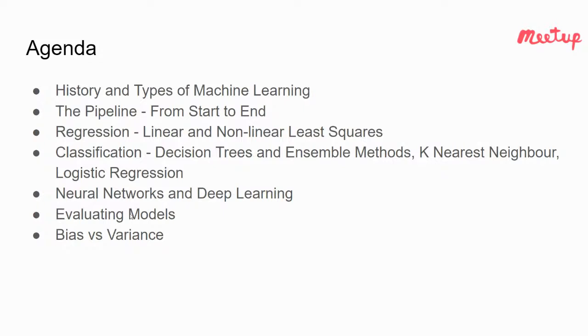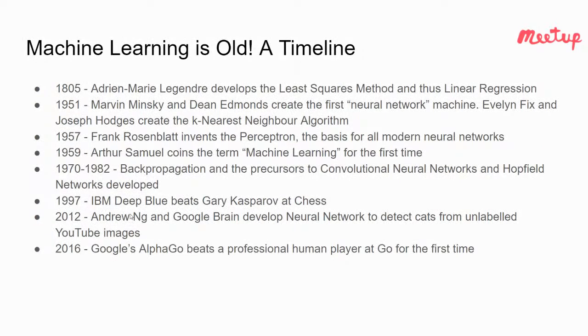So machine learning is old. The precursors of it date back about 200 years. Adrien-Marie Legendre develops the least squares method, and that's the start of linear regression. Even before then, Thomas Bayes came up with Bayes' theorem, which is a probabilistic tool still used in machine learning for things like determining what emails are spam.